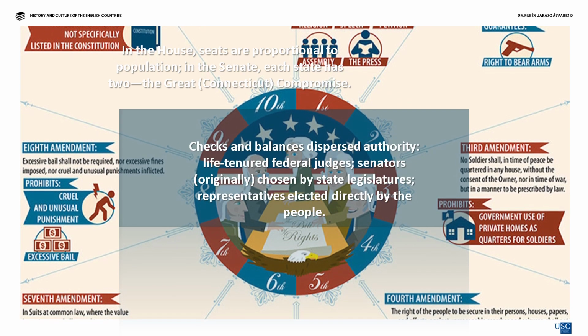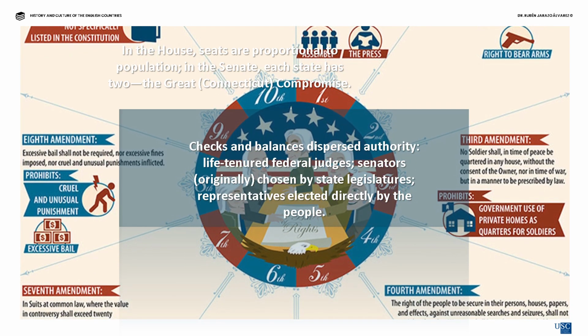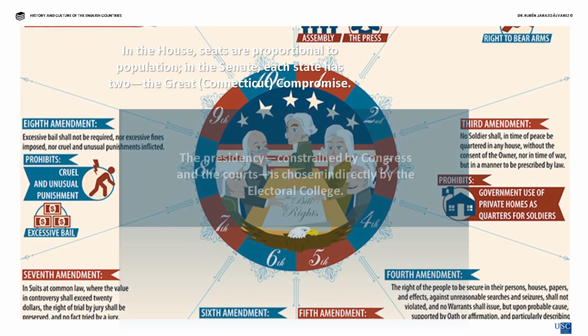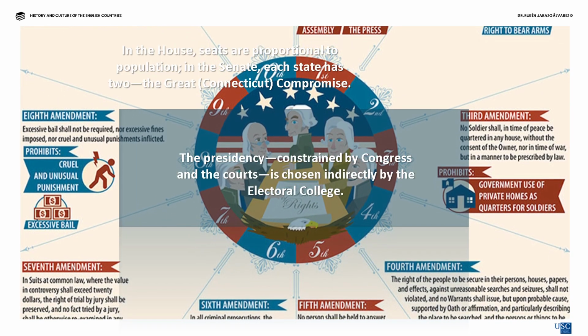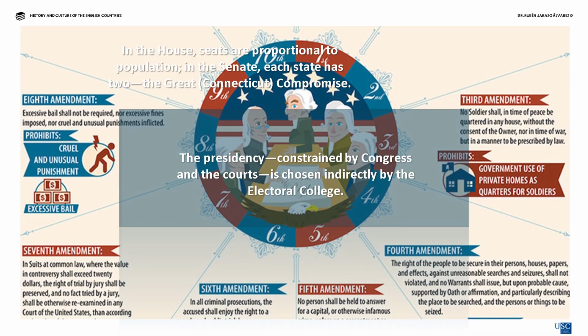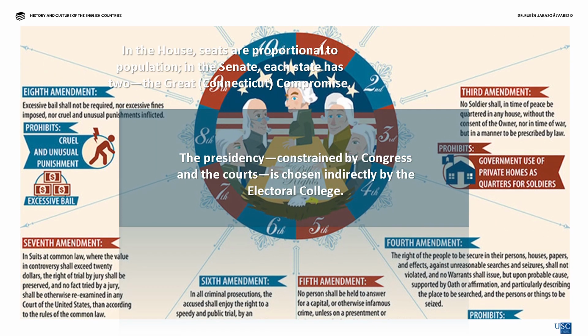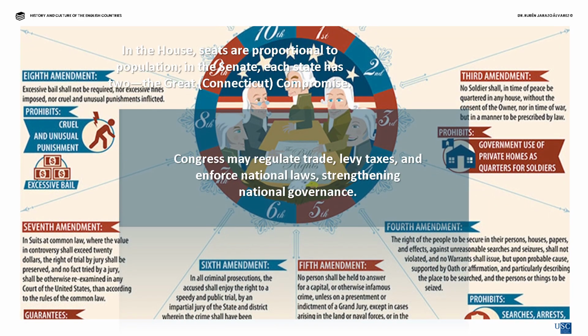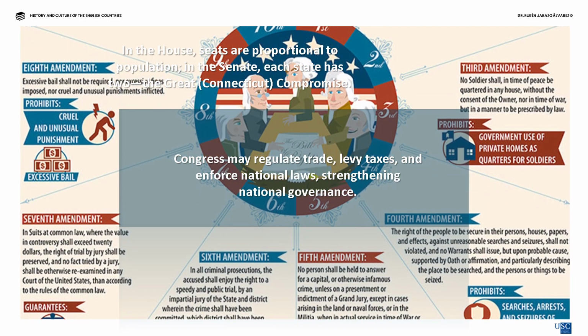Checks and balances dispersed authority: life-tenured federal judges, senators originally chosen by state legislatures, representatives elected directly by the people. The presidency, constrained by Congress and the courts, is chosen indirectly by the Electoral College. Congress may regulate trade, levy taxes, and enforce national laws, strengthening national governance.